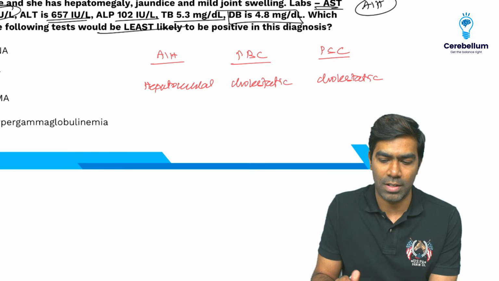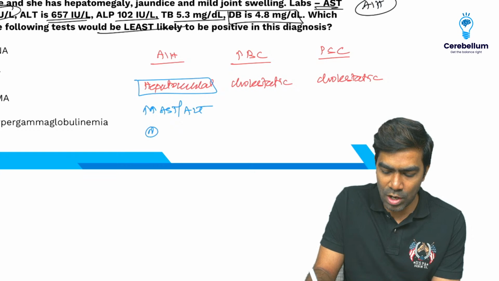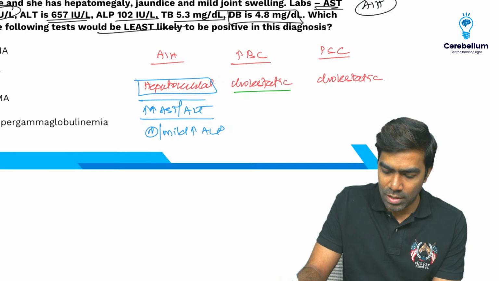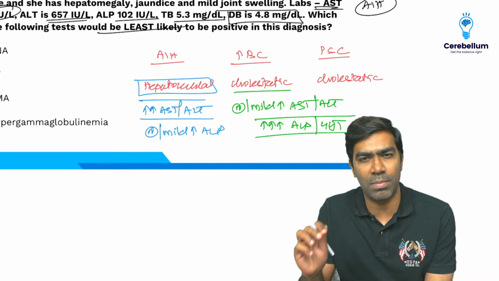So what do you mean by hepatocellular pattern? Hepatocellular pattern means there will be significant AST and ALT elevation, but a normal or only mild increase in ALP. The main problem will be AST and ALT elevation. But when it comes to the cholestatic pattern, you're going to have normal or only mild increase in AST and ALT, and the main problem will be increase in the ALP and the GGT. So this is the cholestatic pattern, where AST and ALT will be normal or only mildly elevated.